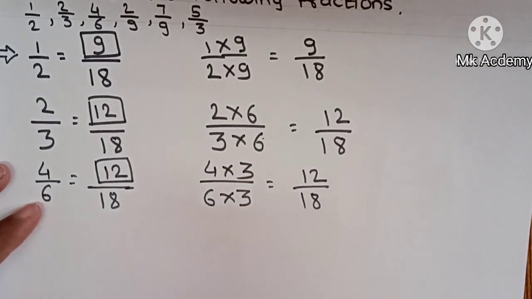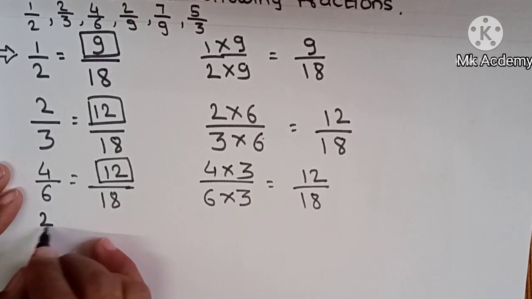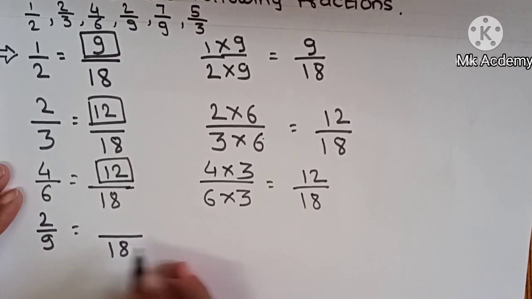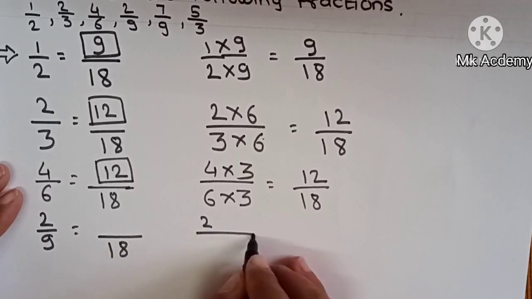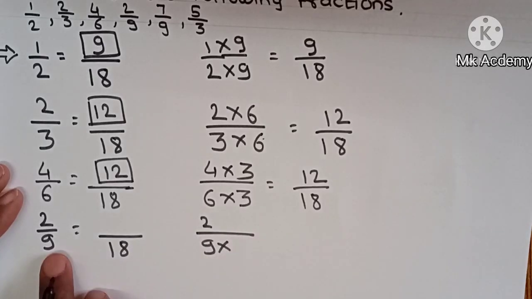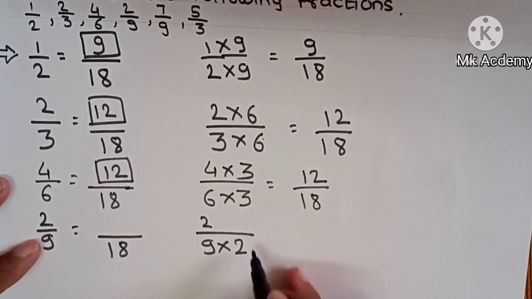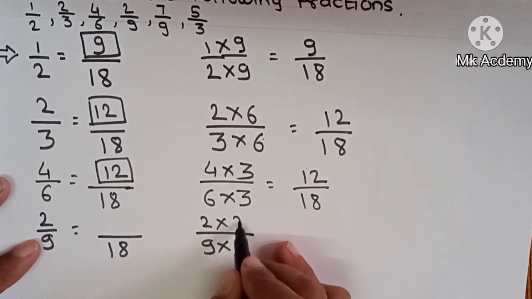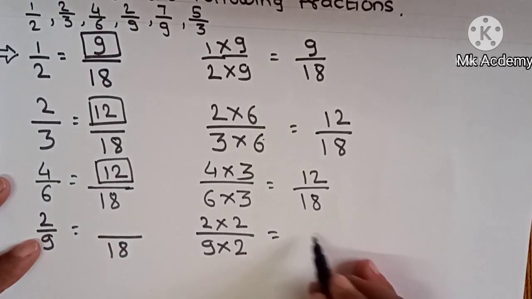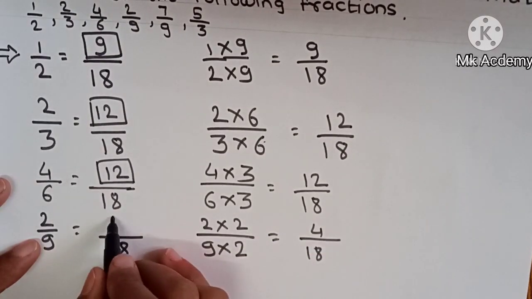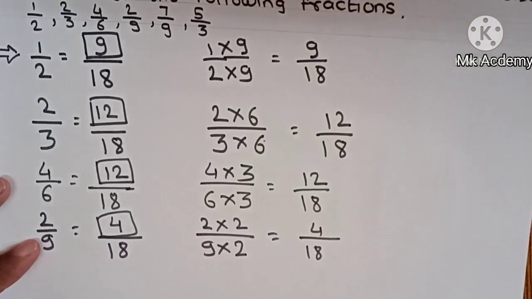Now next fraction, 2 by 9. Now which number do we multiply 9 by to get 18? 2. Therefore at the numerator we multiply by 2. 9 twos are 18. 2 twos are 4. Means the answer is 4.